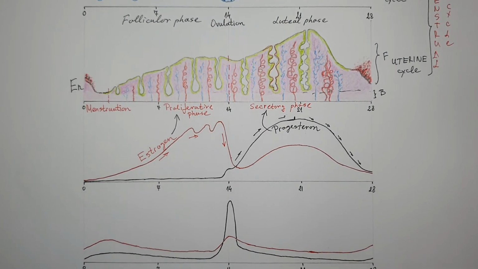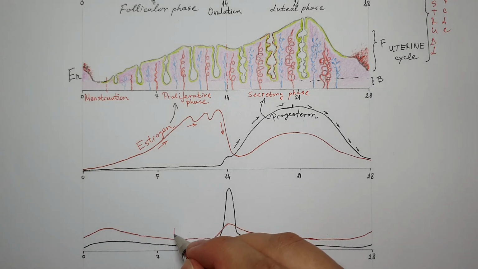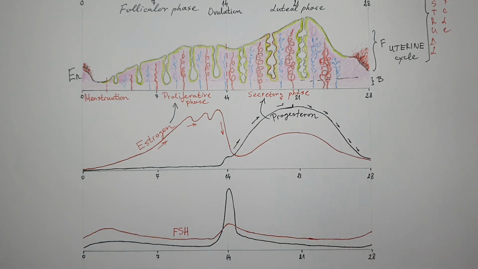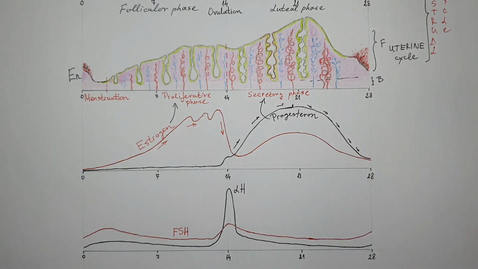Also, two important hormones are luteinizing hormone and follicle stimulating hormone. The red line is follicle stimulating hormone, and the dark line is luteinizing hormone. As I said, we see that estrogen has a negative effect on follicle stimulating hormone. If estrogen is high, follicle stimulating hormone is low. If progesterone is high, luteinizing hormone is low.